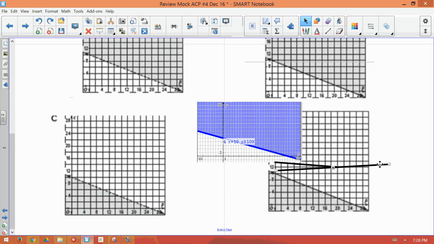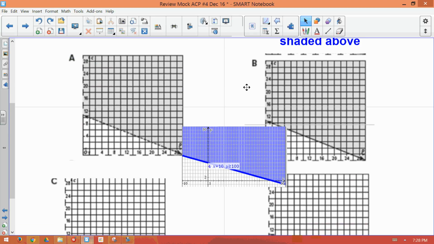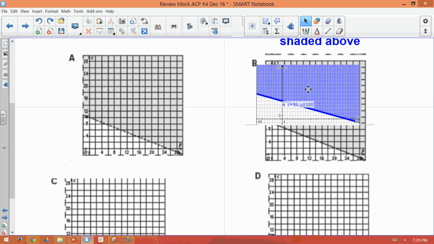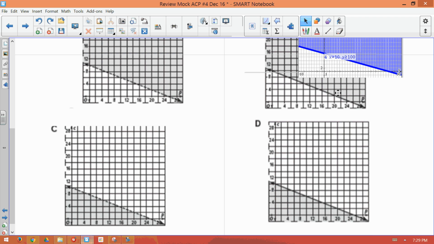Get rid of some of these extra lines that I got going on here. Delete. All right. And let's get rid of that extra line. Not that. Let's get rid of that. All right. So that's what it looks like. So which one does it look like? Not that one. Looks exactly like that one.